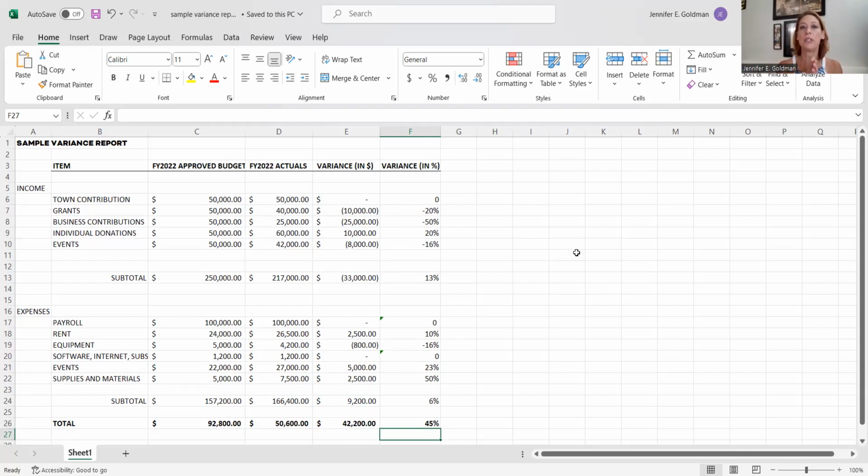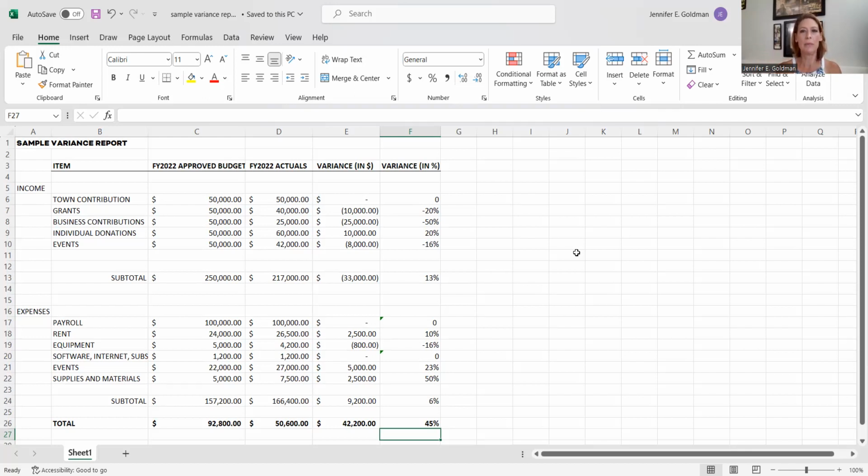And then the next column to the right is the variance, which is really just a fancy way of saying difference. What's the difference? When you said you were going to bring in $50,000 from the town and they gave you $50,000, the difference there is zero. And then I like to use variances in percentages. I think it's much more indicative of what the greatness or minusculeness of that variance is, more so than the dollar figure.